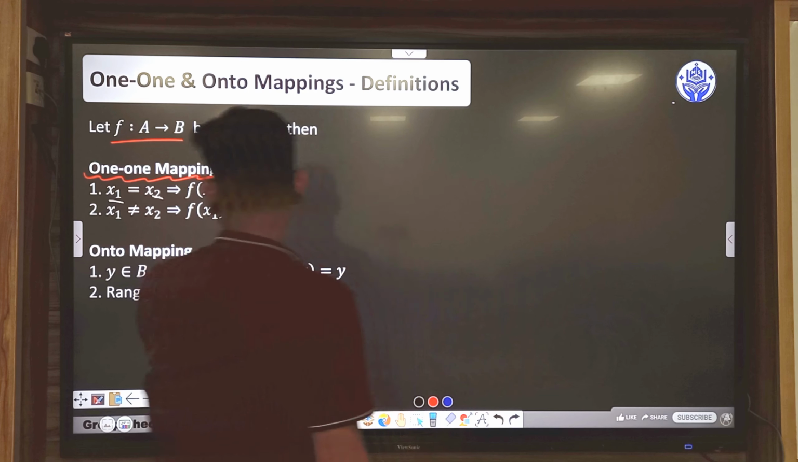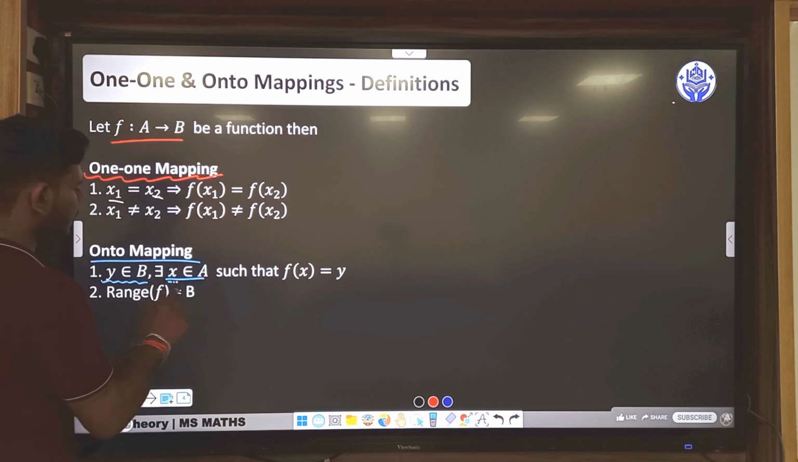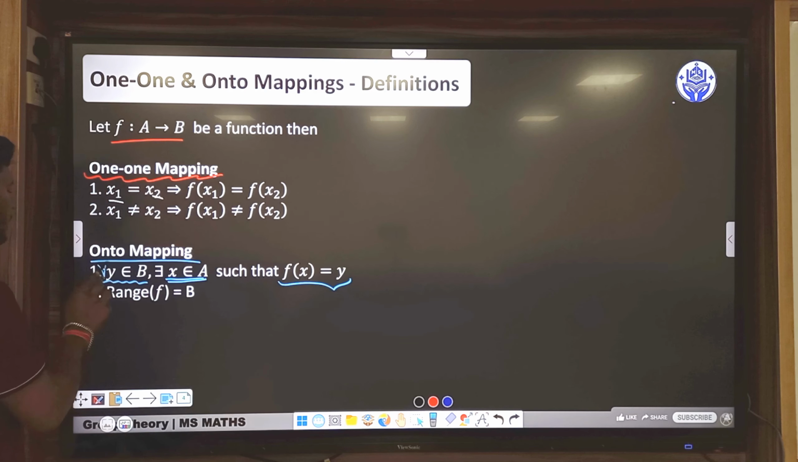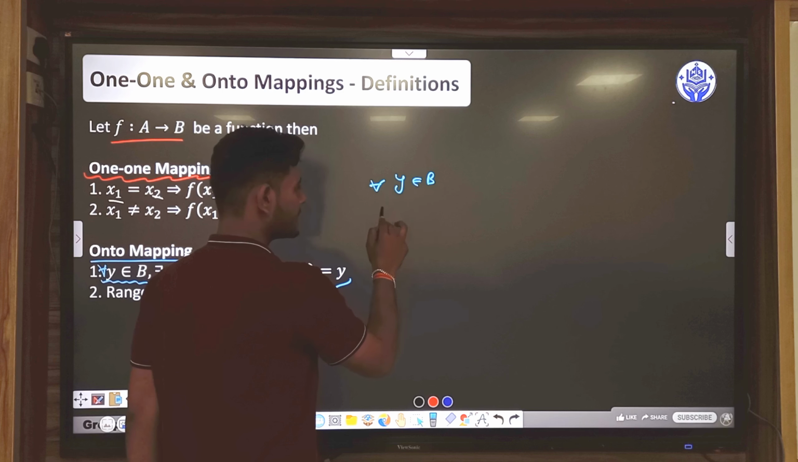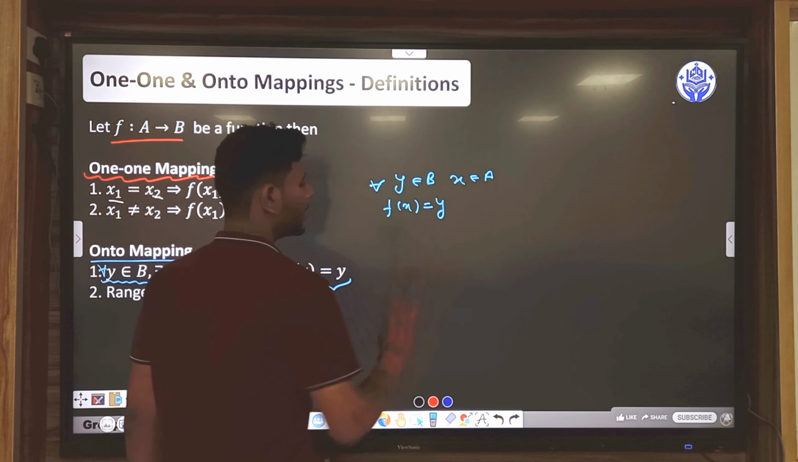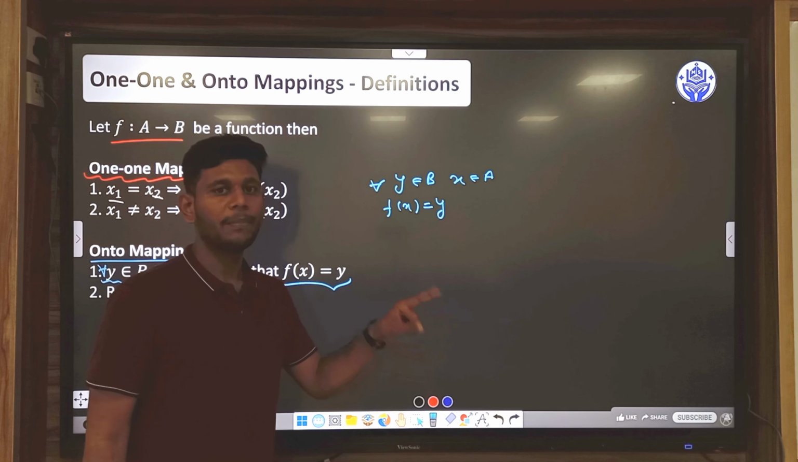Now, what do we mean by onto mapping? That we are also going to discuss. Here, for all y belonging to B, there exists x belonging to A such that f of x is equal to y. It is saying that every element of B has a pre-image, that is, f of x equals y, where x belongs to A. It means each and every element of the codomain should have a pre-image in the domain.